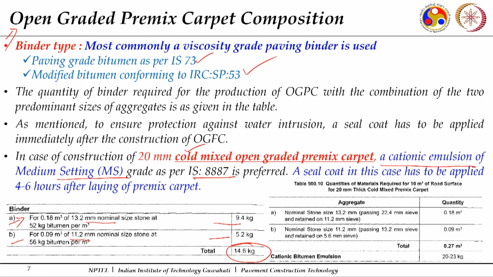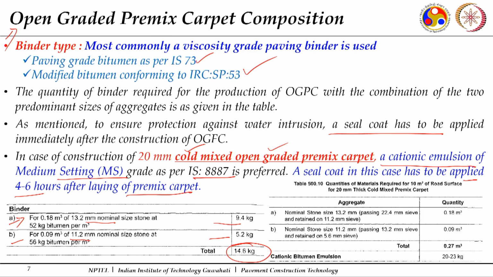Important part is, as I mentioned, this is an open graded mix, so there are chances that the mix is permeable to water. So, in this particular case, a seal coat has to be immediately applied after the construction of the OGFC, whereas in the case of this cold mix open graded premix carpet, as you are using an emulsion, you have to give a time of at least 4 to 6 hours before you put a seal coat over it.